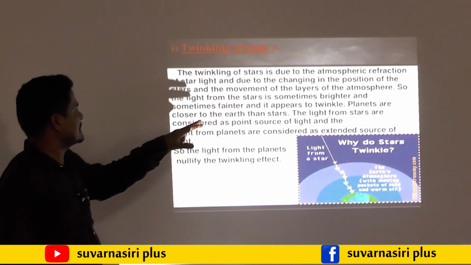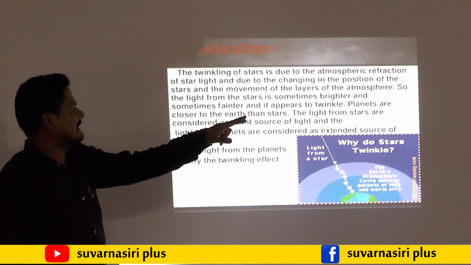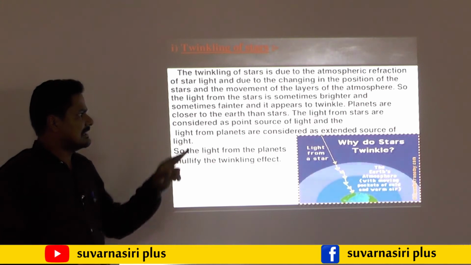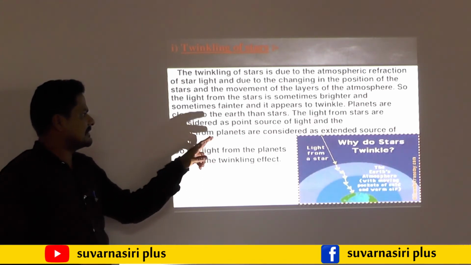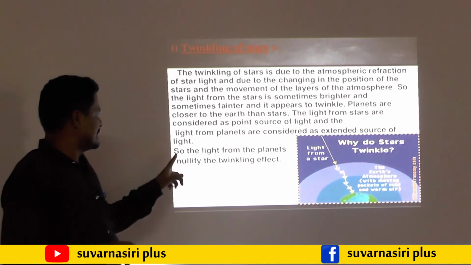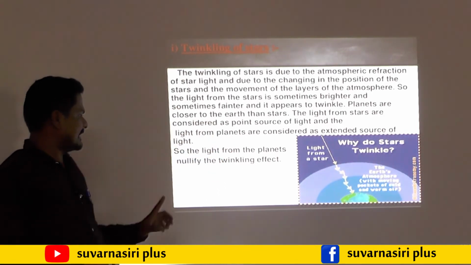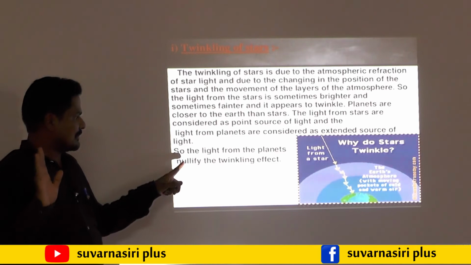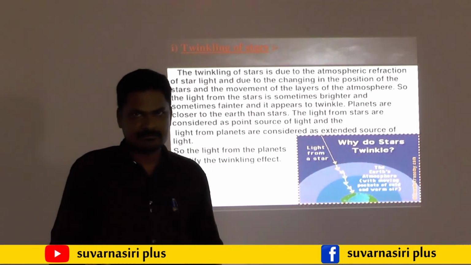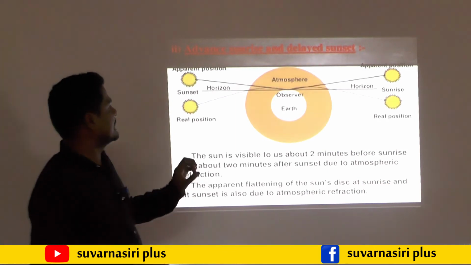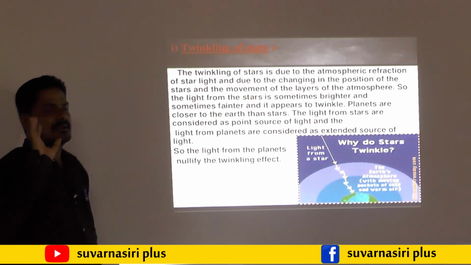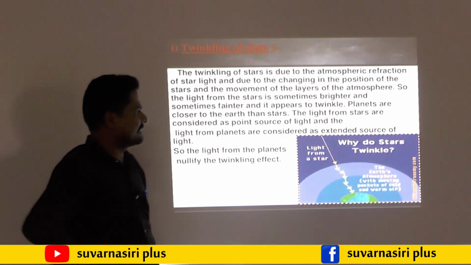And planets are closer to the Earth than stars. The light from the stars is considered as a point source of light, and light from the planets is considered as an extended source of light. So the twinkling effect from the planets nullifies, meaning it is zero. The twinkling effect is not found in the planets. So here we can see the question: twinkling of star is because of atmospheric refraction.